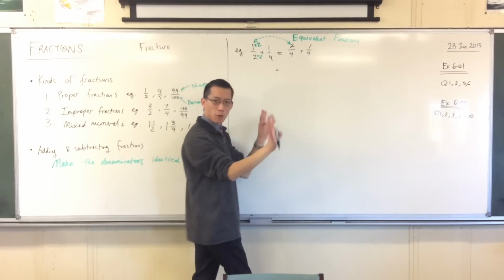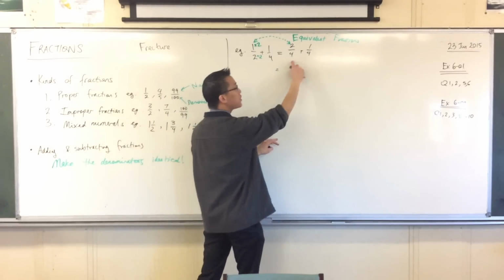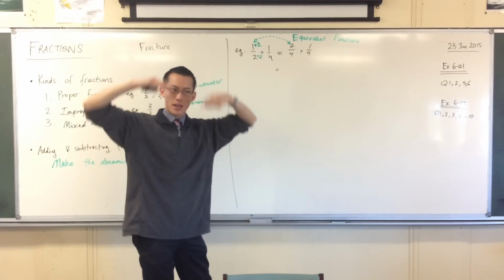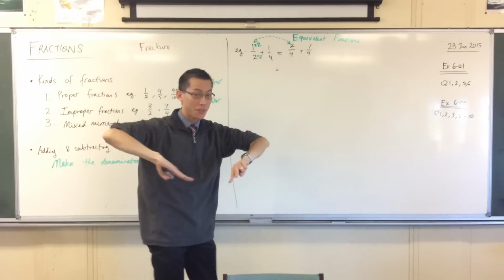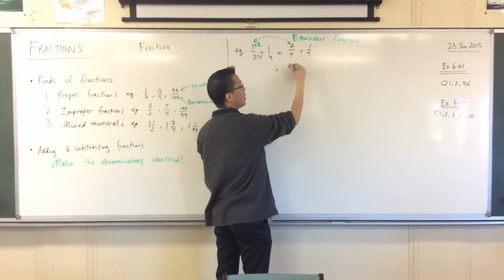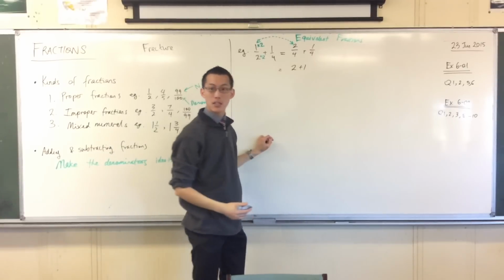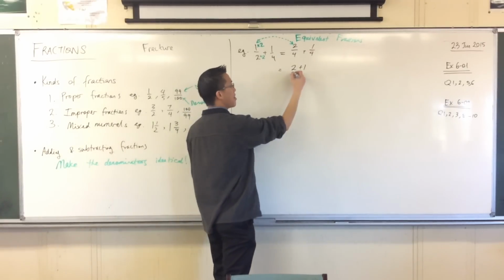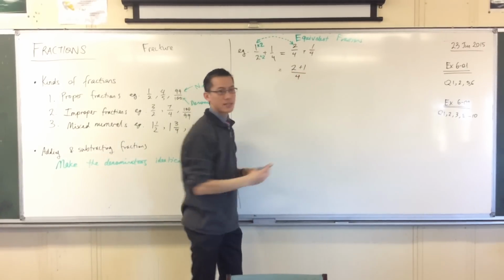Good. Now, be careful, by the way. Be really, really careful. We just add them, but what we add is the numerators. It's the numerators, not the denominators. So I'm going to get 2 plus 1. There's the numerators. And then that denominator just stays the same.